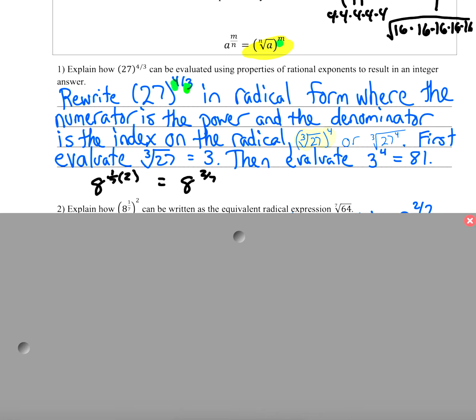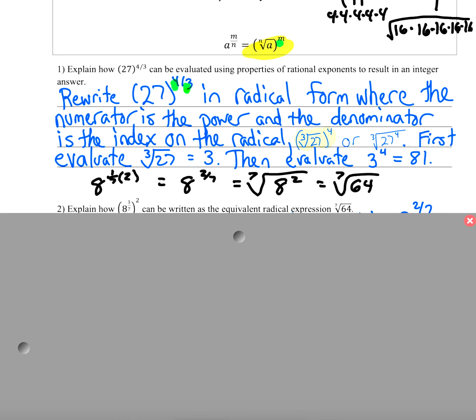Okay, so the base inside of the radical, 64, it's not 8. So I know we're going to be squaring the 8 first for this. So I'm going to rewrite that as the 7th root, because 7's our denominator on our exponent, so it's our index on our radical. And then 8 squared goes on the inside. Okay, so now let's just square 8, so that'd be the 7th root of 64. And that's how we are going to convert it.